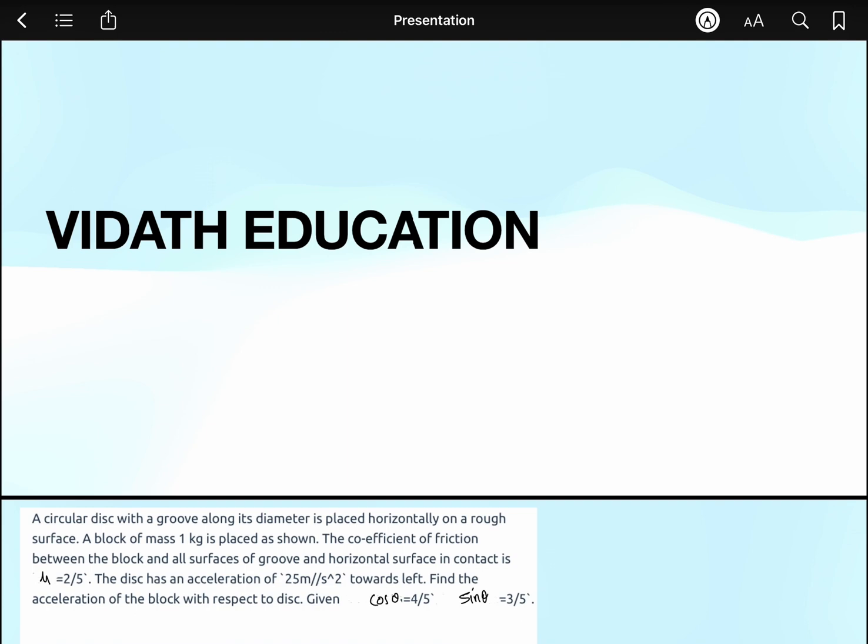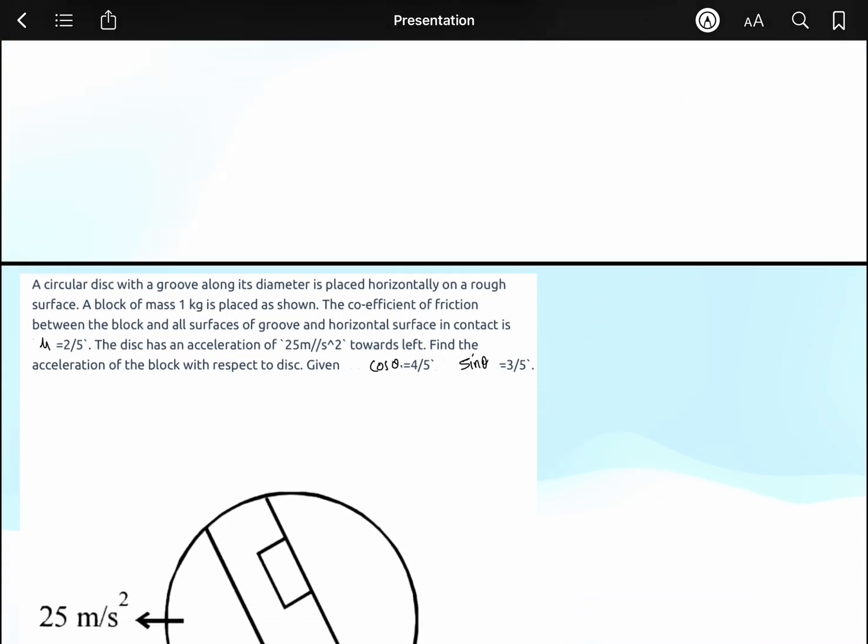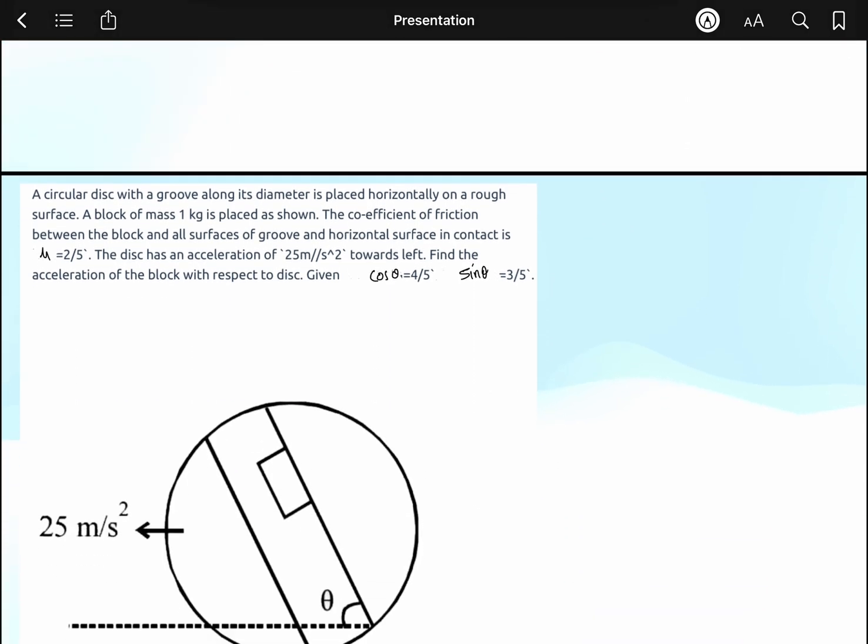So this is another question from IIT JEE PYQ. This is an important question based on the groove in a disc. The concept is based on a groove in the disc.